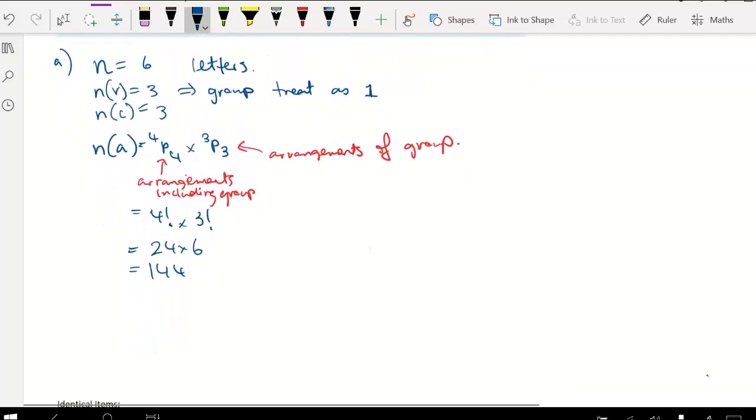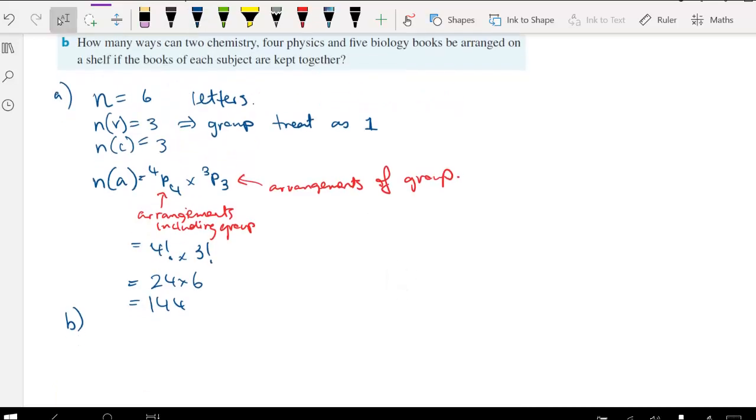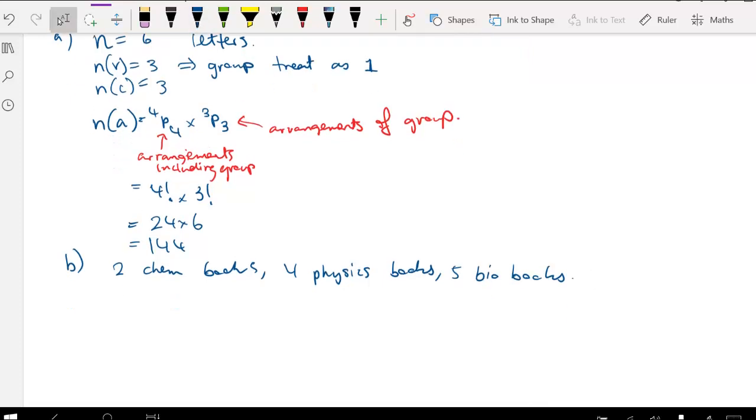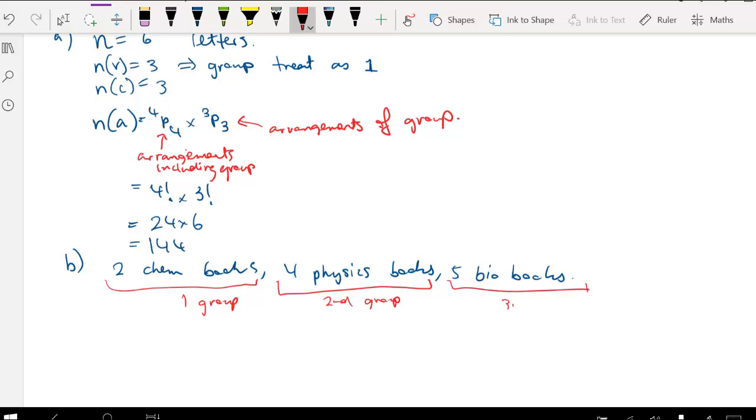Now when we look at part B, we've got 2 chemistry books, 4 physics books, and 5 bio books, and we want them arranged on a shelf with each subject kept together. That means we've got 3 different groups. So we've got one group, another group, the second group, and our third group. So the total number of arrangements here, if we're keeping them all as groups, we've got 3 values.